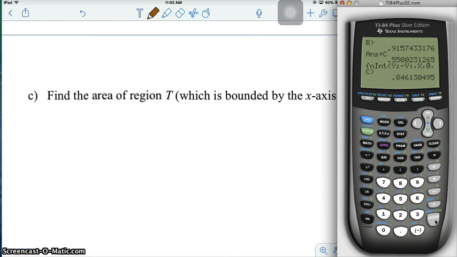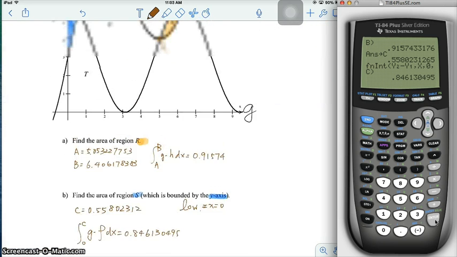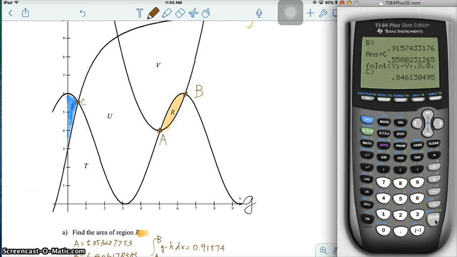Now find region T. Let me see this. Oh, region T takes a little bit more than what we want to do. I'm going to end this video and find region T in the next one. So see me in part 2 of this video. This is AP Calculus, on the topic of area between two curves, in a little bit more fun way. See you next.